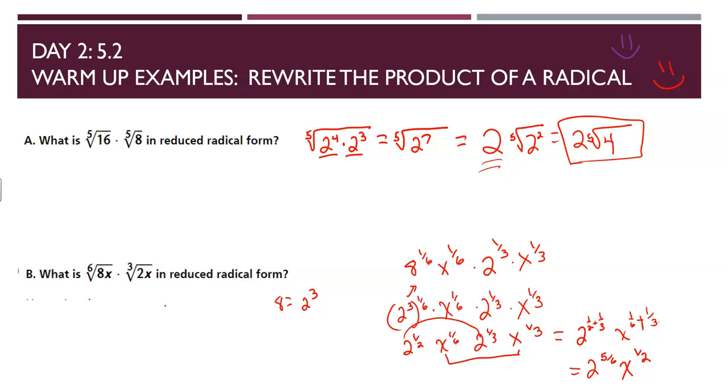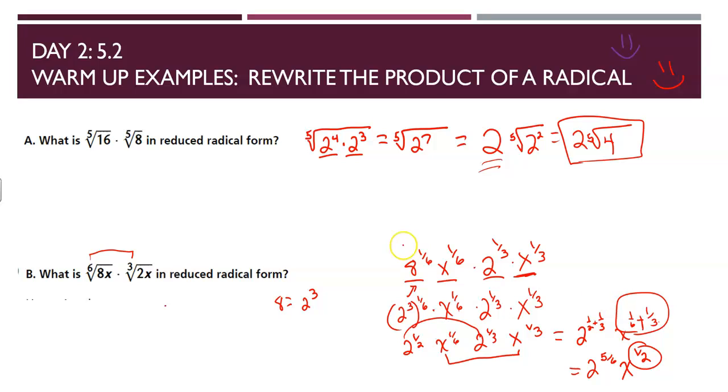And the second one was a little more challenging for 2 reasons. One, the indices are not the same, so you can't just combine what's under there. But I can rewrite them to look like this. Now, if the bases are the same, the bases x and x, you can simply add those exponents. So I added 1/6 and 1/3, same as 2/6, so add another 6, you get 3/6. So you end up with x to the 1/2.